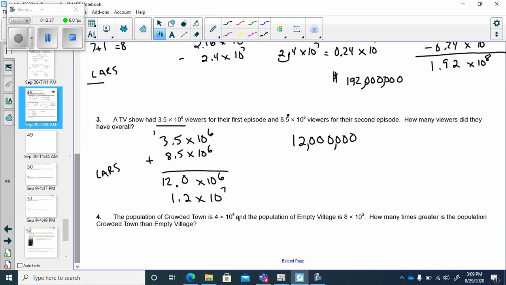And then let's look at number 4. The population of Crowded Town is 4 times 10 to the 6th, and the population of Empty Village is 8 times 10 to the 3rd. How many times greater? When it says how many times greater, remember guys, we're talking about the big, heavy guy. How many times bigger is he than his skinny little friend? And we talked about if you do that, if this one's 200 pounds and this one's 100, you would divide that to see how many times greater it was. And this one's 2 times that size or twice that size. Well, whenever it says how many times greater, you divide.